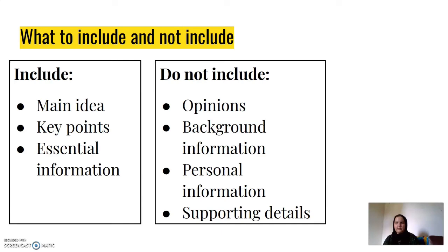Don't include personal information. So sometimes when you're writing about a text, we ask you to connect to it or relate to it. Don't do that in a summary. Just include information that's in the text. And lastly, don't include those supporting details that were used to support the key points. Just include the big main idea and then the things that are directly supporting that main idea.